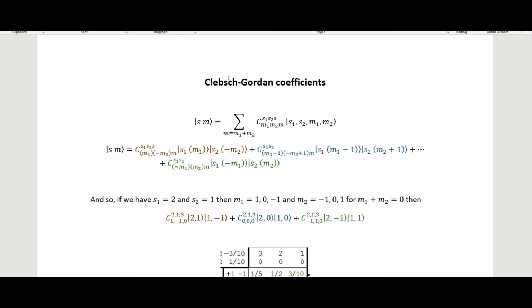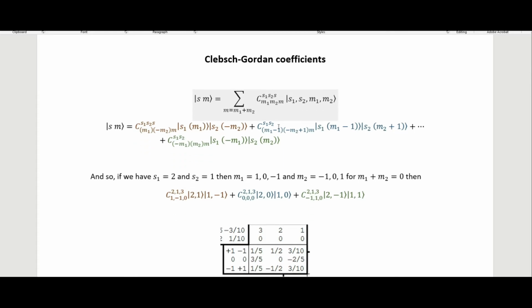So now we get to the Clebsch-Gordan coefficients. I think once again I've only ever seen this written, so if I'm mispronouncing it, feel free to let me know. So Clebsch-Gordan. This is the general form of it, and these C numbers right here are the Clebsch-Gordan coefficients.